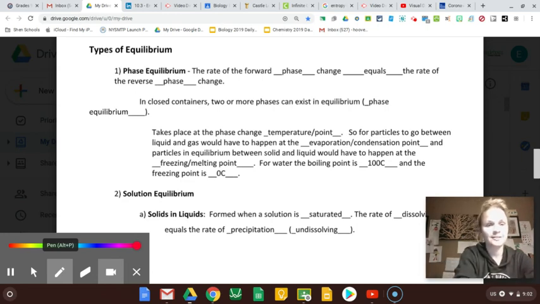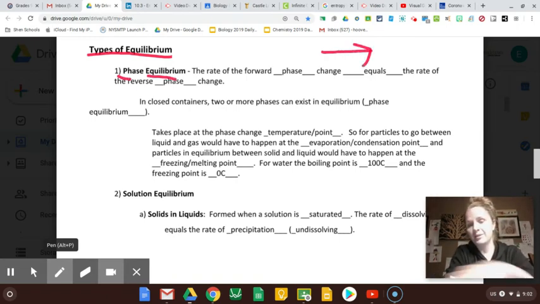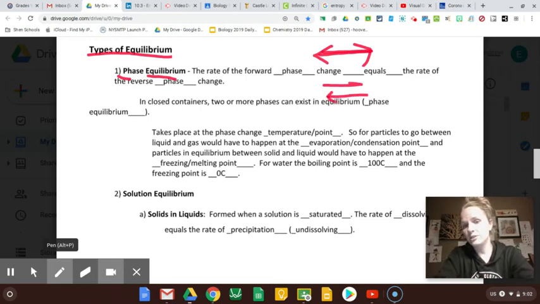Okay, 3 different types of equilibrium you could be asked about. The first one is phase equilibrium. We said equilibrium is when the forward reaction is happening at the same rate as the reverse. So instead of drawing an arrow going this way and an arrow going this way, we sometimes just draw a double-ended arrow to show that both reactions are happening simultaneously. Some reactions only go one way, but most are happening both ways at the same time.